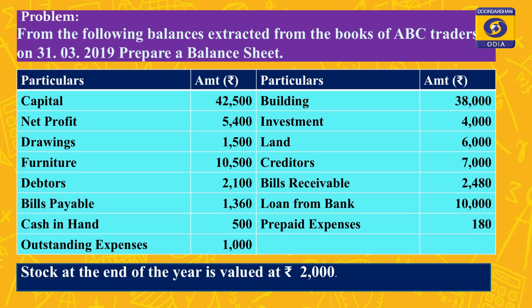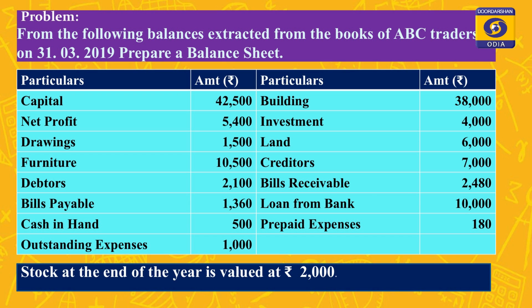Furniture will go to the asset side, as it shows a debit balance. Debtors will show a debit balance, and will go to the asset side. Bills payable will go to the liability side because it shows a credit balance. Cash in hand, we know it's an asset, it will go to the asset side. Outstanding expenses is a liability, it will go on the liability side. Building is an asset, so it will go on the asset side.